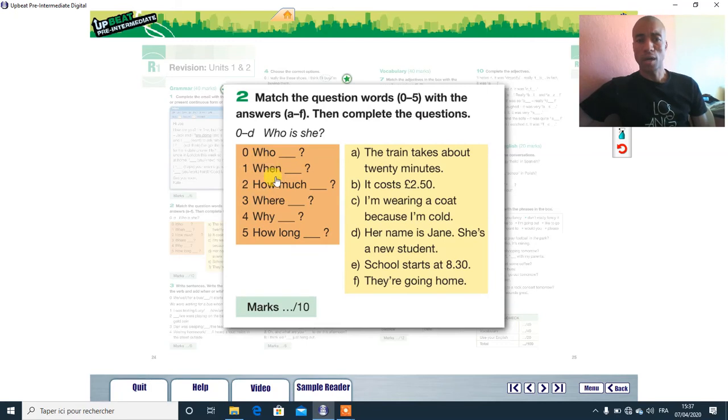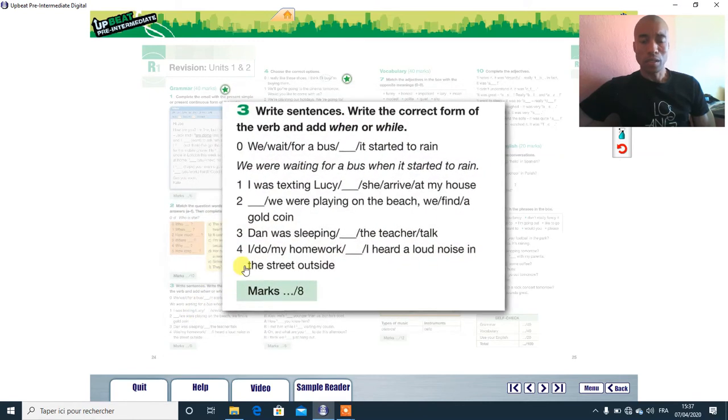When refers to time, how much to price, where to place, why to the reason, and how long to the duration, okay? So I think it's clear to find out the correct answer from A to F. So this is for WH questions, right? Now we move to the next exercise 3.